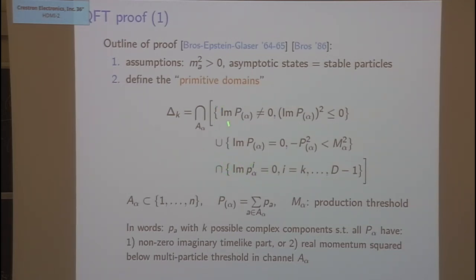And then here you have 2 different conditions. The P alpha can satisfy one of the 2. The first is that if the imaginary part of P alpha is not 0, then it should be a time-like vector. If the imaginary part is 0, then the momentum square should be below the production threshold.